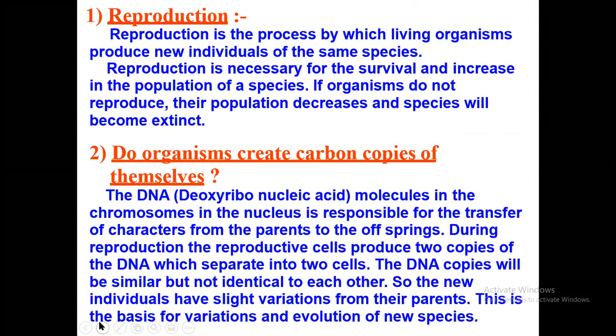Do organisms create carbon copies of themselves? The DNA molecules in the chromosome in the nucleus are responsible for the transfer of characters from parents to their offsprings. During reproduction, the reproductive cell produces two copies of the DNA which separate into two cells. The DNA copies will be similar but not identical to each other. So, the new individuals have slight variation from their parents. And this is the basis for the variation and evolution of new species.